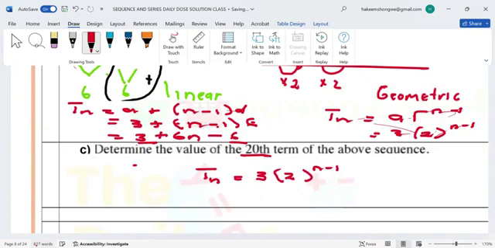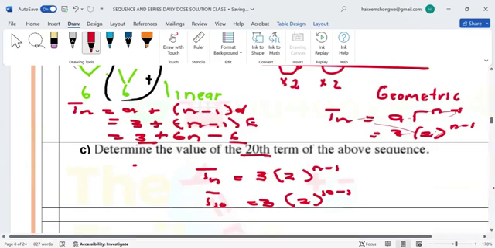Now, according to the sequence, we're looking for 20 again. But when we go to geometric, the person is not going to be number 20. It's going to be number 10. So we're looking for T10, which is going to be 3 multiplied by 2, to the power of 10 minus 1.